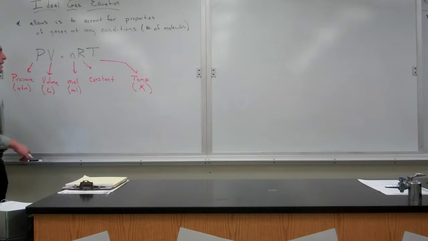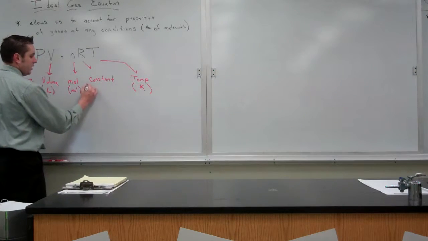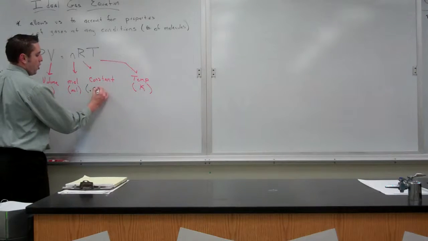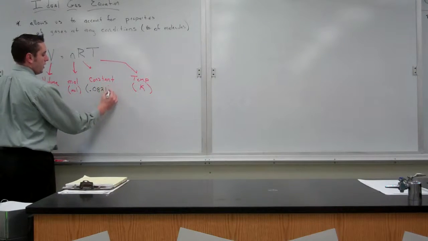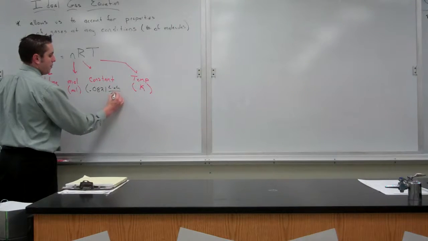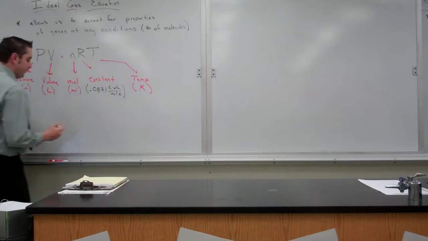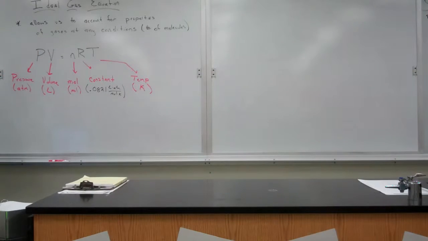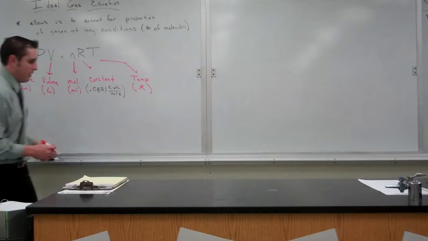The reason for that is how we have to cancel units within this constant R. Right? And the gas constant R, the ideal gas equation constant, is 0.0821 liters ATM per mole Kelvin. You can simply remember that number, but let's talk about for a moment how that number came to be.